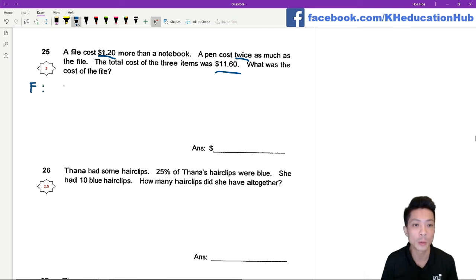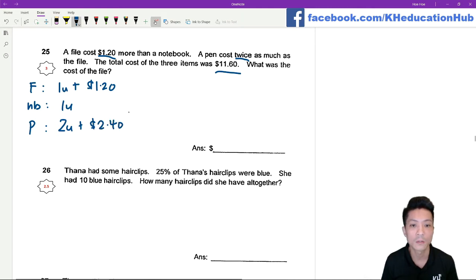The file, we're gonna let it be, since it's $1.20 more than a notebook, it's gonna be 1 unit plus 120. The notebook is gonna be 1 unit, and then a pen costs twice as much as the file, which means that the pen will be 2 units plus 240. Okay, the total cost of the three items is $11.60. What's the cost of the file?